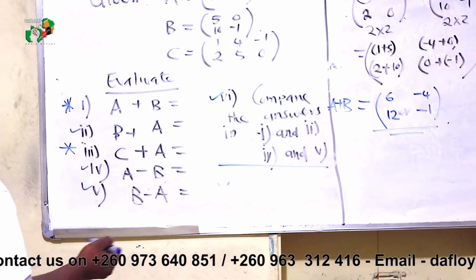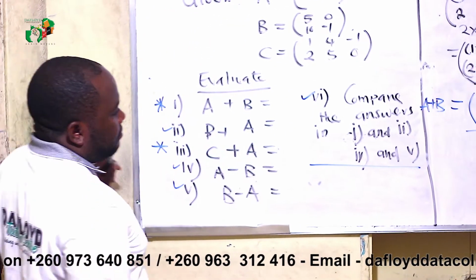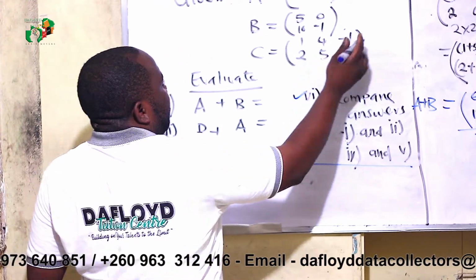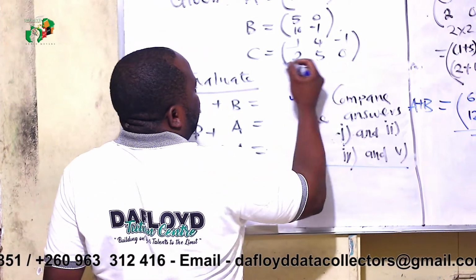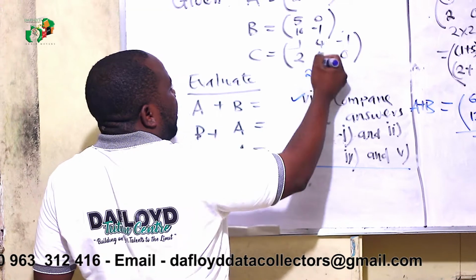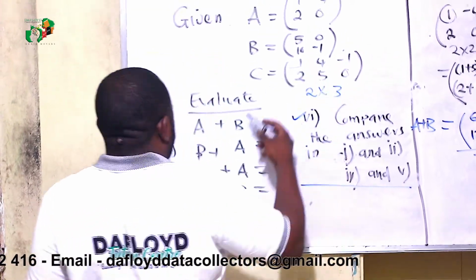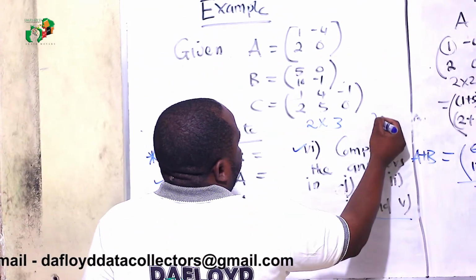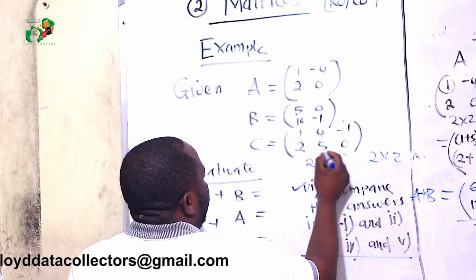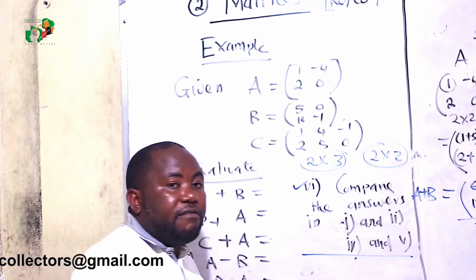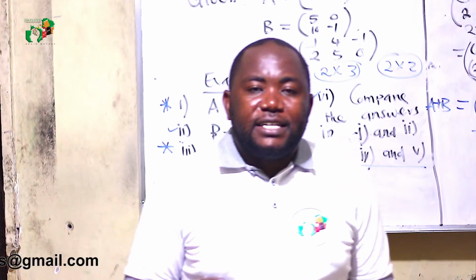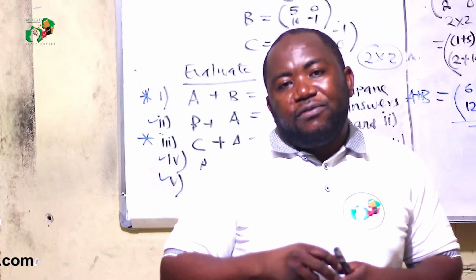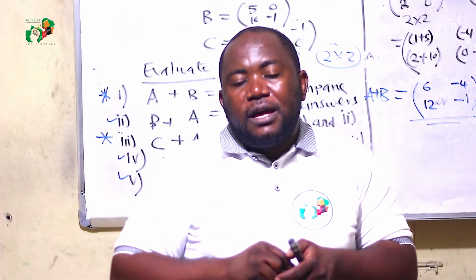Then lastly, we come to this one. What is the order of C? It's a 2 by 3. And what is the order of A? It's a 2 by 2. These matrices can never be added or subtracted because they have different orders.